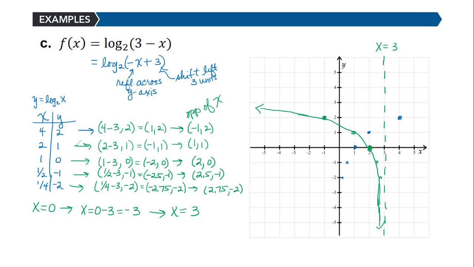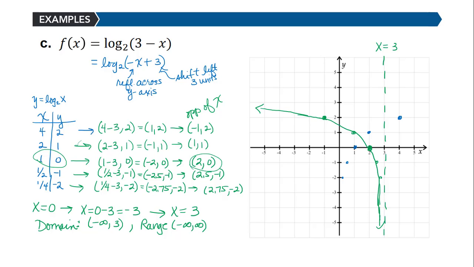And so what about the domain and range? The domain is now everything to the left of 3, so that would be negative infinity to 3 with the parentheses. The range is all real numbers since the graph extends infinitely up and down. Notice our key point of 1, 0 transformed to 2, 0. And the graph is now a decreasing function.